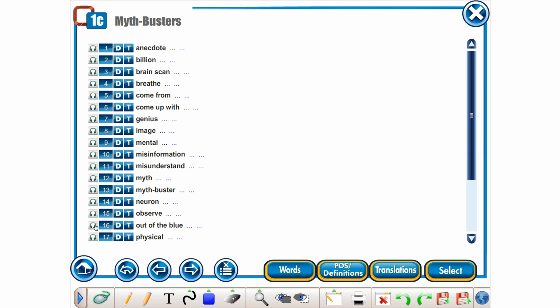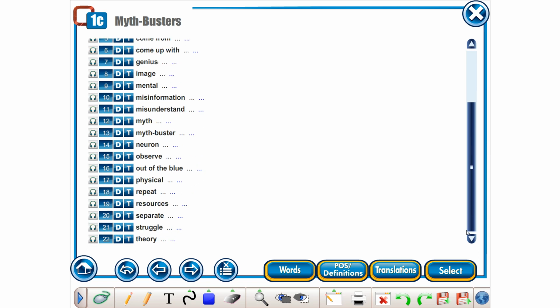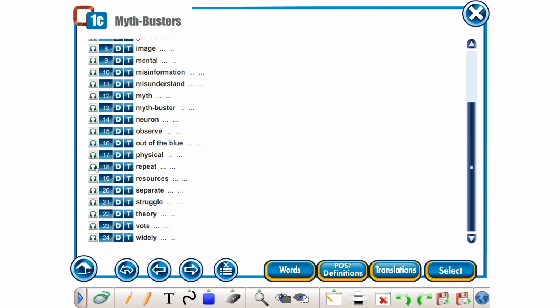Out of the blue. Physical. Repeat. Resources. Separate. Struggle. Theory. Vote. Widely. Thank you very much. Learn these words and phrases by heart and try to use them in your speech.